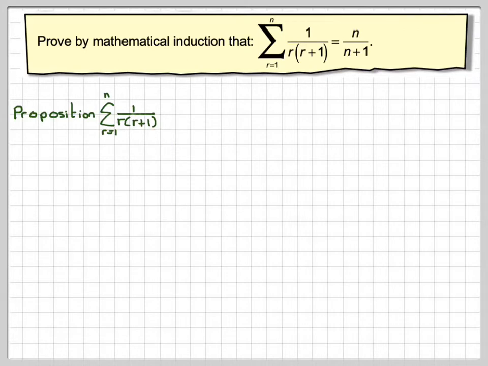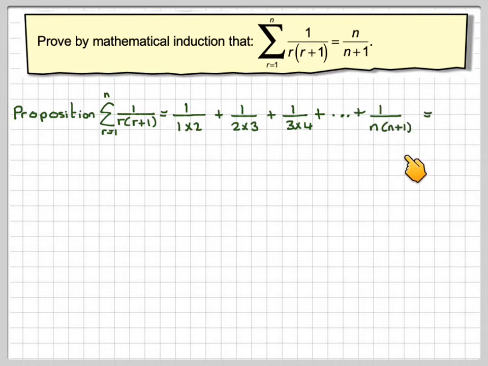terms. So the first term will be 1 over 1 times 2. The next term will be 1 over 2 times 3. When n is 3, it will be 1 over 3 times 4. And then so on up until the last term, which will be 1 over n times n plus 1. And that's equal to n over n plus 1.